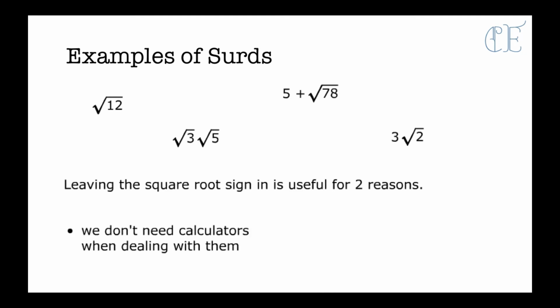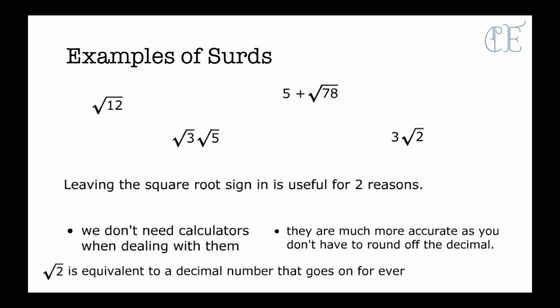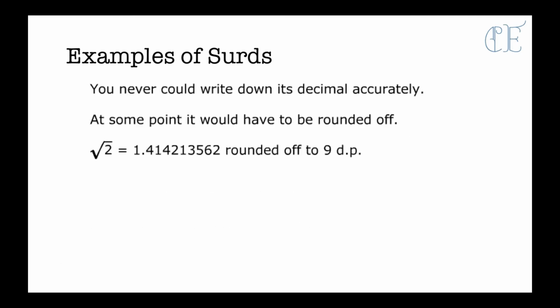We don't need calculators when dealing with them, and they are much more accurate as you don't have to round off the decimal. The square root of 2 is equivalent to a decimal number that goes on forever. It's called an irrational number. It looks like this. You can never write down its decimal accurately. At some point it would have to be rounded off. So the square root of 2 is 1.414213562 rounded off to 9 decimal places.